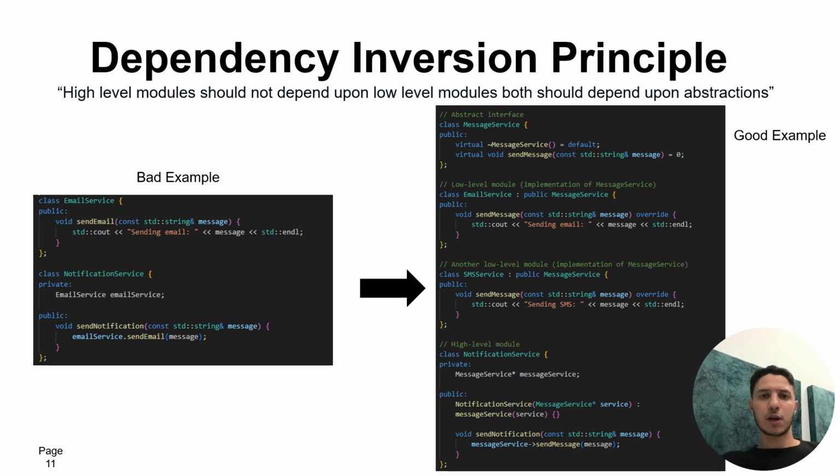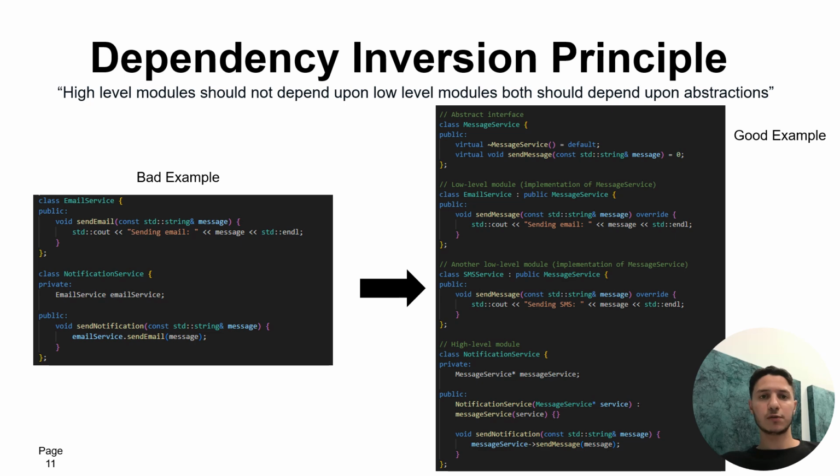So in the bad example, we have notification service, which sends notifications. And the only way it does that here is by email. And it directly depends on the email service class. So for example, if we are going to extend this and we want to send by SMS, we're going to have to modify the notification service class and have to handle all the other changes that come with it.